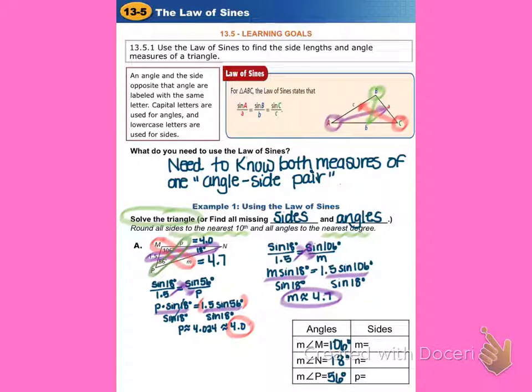And so now we can fill in the rest of our table. We know that side m is 4.7. We know that side P was 4.0, and side N was given to us as 1.5. And so that does it for that example. Let's go ahead and turn the page.